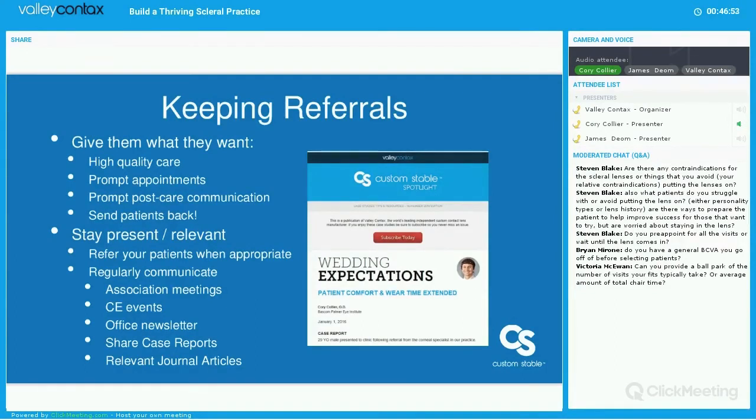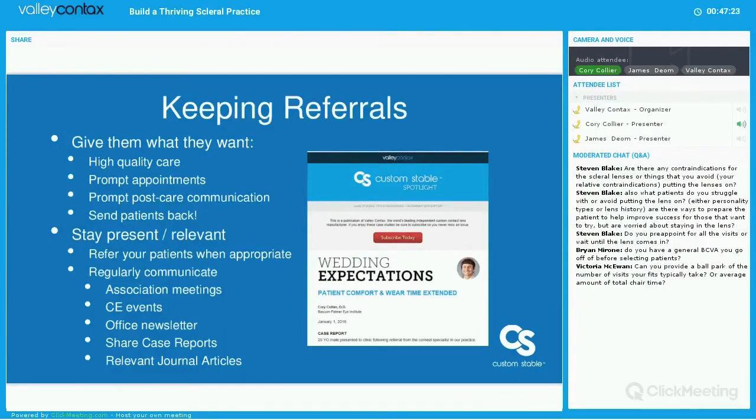And think about it from your own perspective. If you're referring a patient out for whatever reason, you want to know that that patient is going to be seen promptly. And when I refer a patient, I want to know what happened with the patient, obviously, and I think that many referring doctors feel the same. And so prompt post-care communication, sending the doctors information about the patient, how you're doing with them, and then, of course, when you're done, sending the patient back to continue their comprehensive care with the referring doctor.